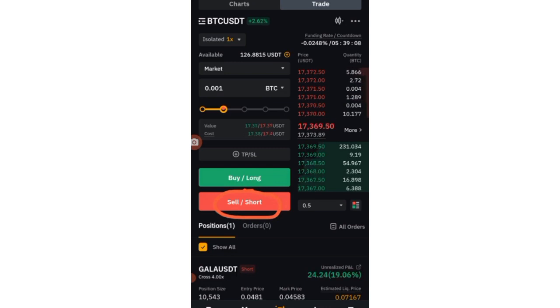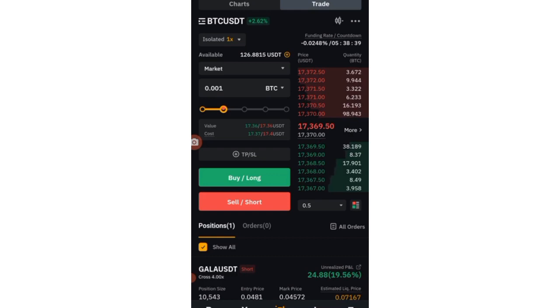Now, when you buy or when you long, what you are saying is that you want to enter the trade, and if the price should rise, you will be in profit. That's what it means. Now I'm buying at 17,360 or thereabouts. If the price should rise to, let's say, 18,000, I will be in profit. That's what it means to buy.